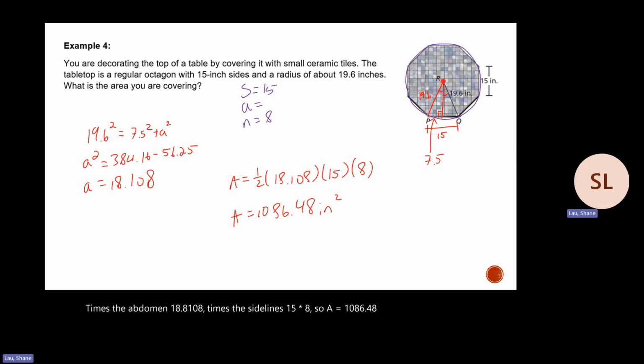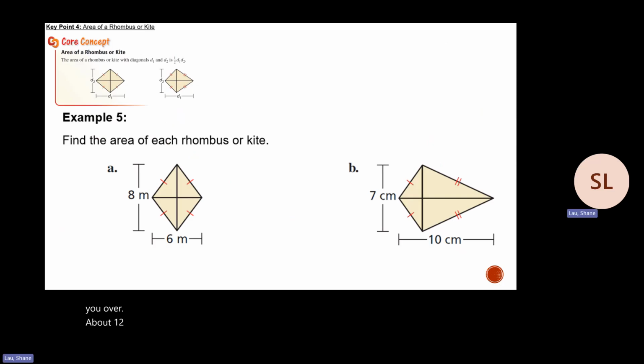We'll keep going. We have, at least for me, a full page left, which is probably going to take you a little over about 12 minutes. I'll try to do it as fast as I can, given that I'm just simple.